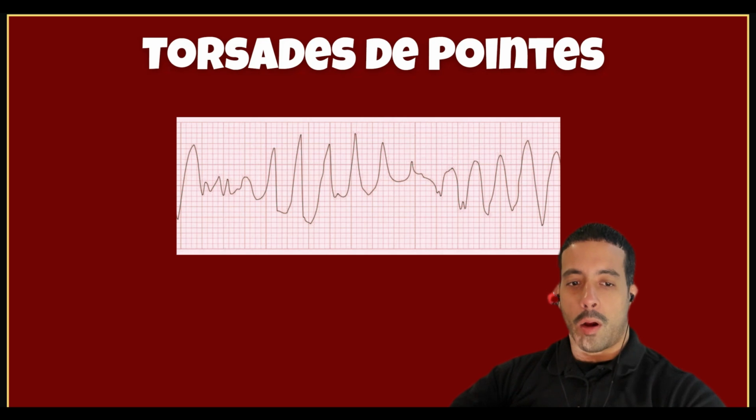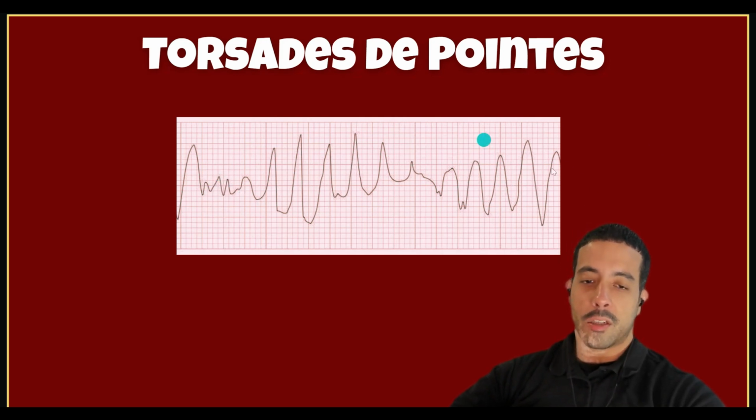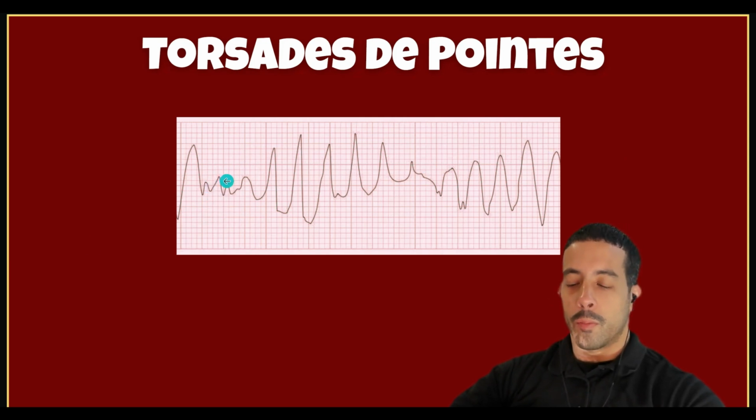Now, when we talk about torsades de pointes, this is another rhythm that you could expect in your national registry exam. The way I make sense of it, it's basically these patients need magnesium sulfate. These patients also have a rhythm that, the way I remember it, is a combination between VFib and VTAC. VFib, VTAC.